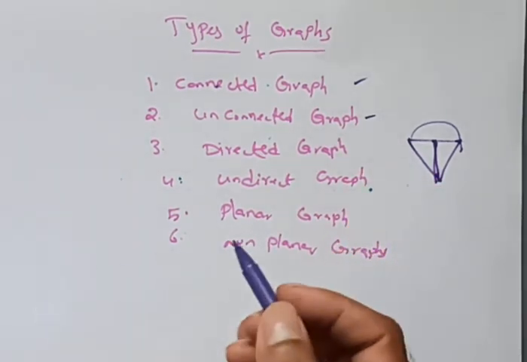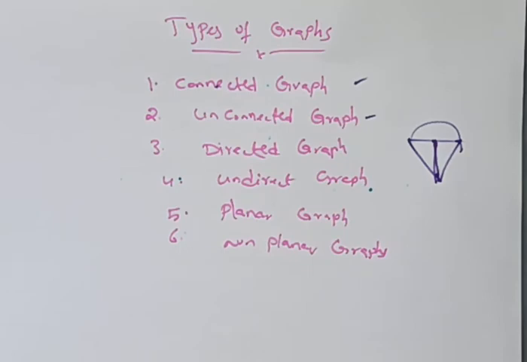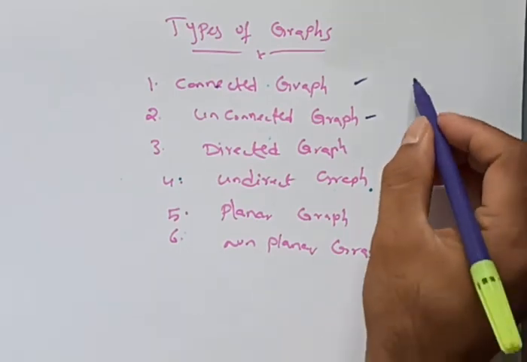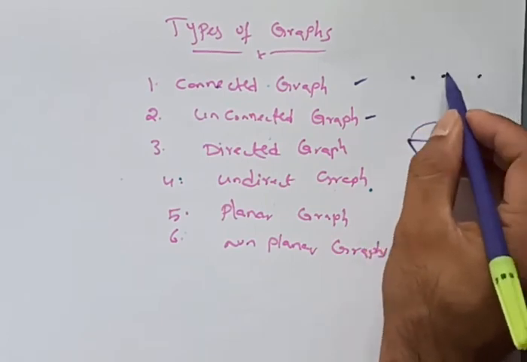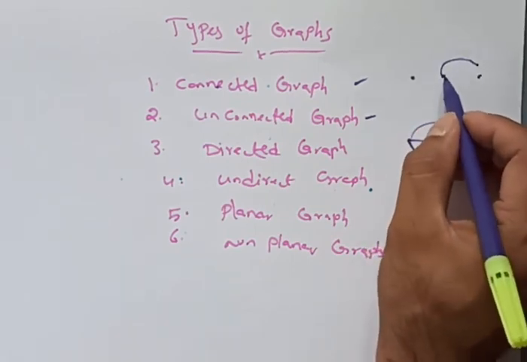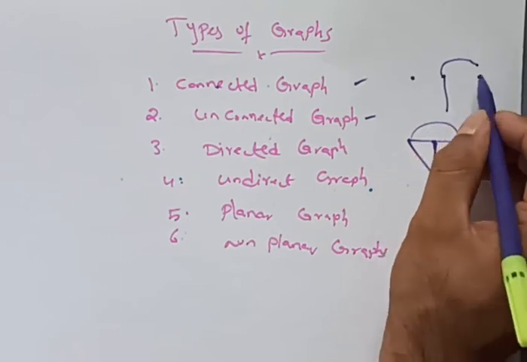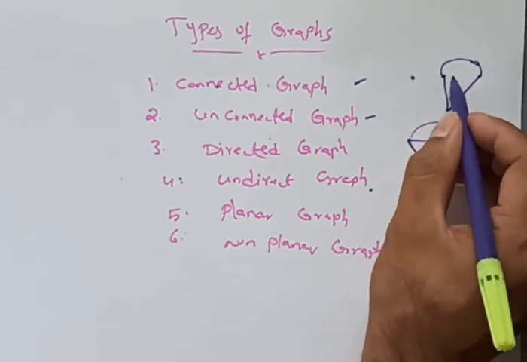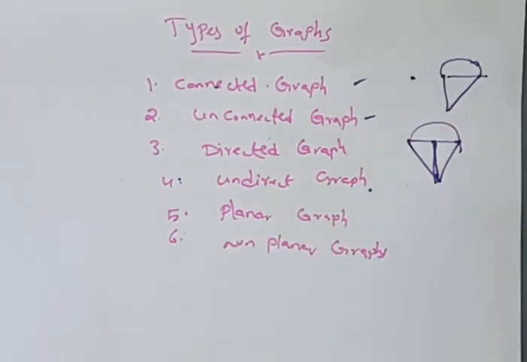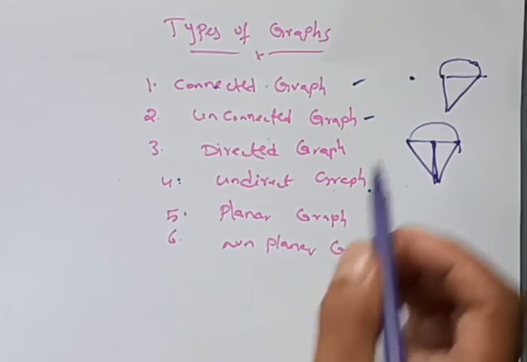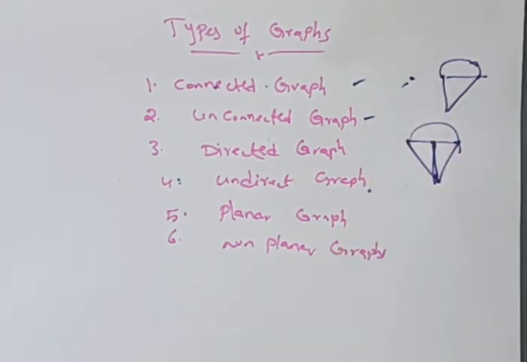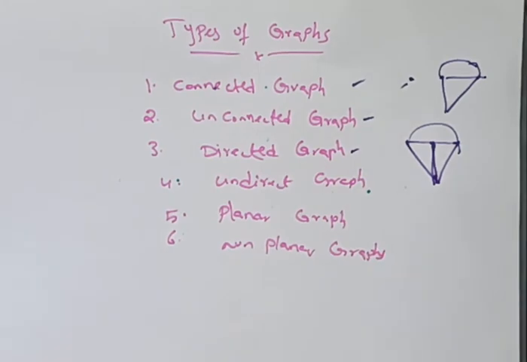Means a graph is said to be unconnected graph if there exists at least one node in the graph that remains unconnected. For example, if you take this same type of graph, we can call it as an unconnected graph. Means here the node is isolated or separated. So that type of graphs we can call as an unconnected graph.